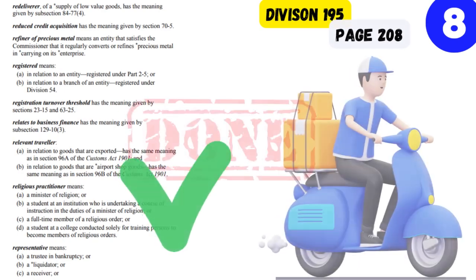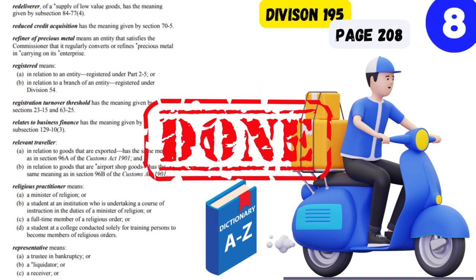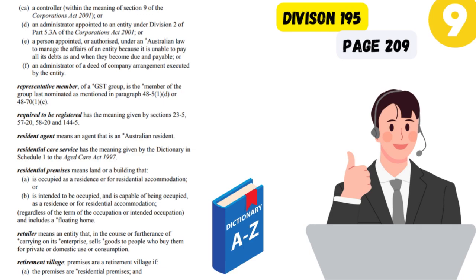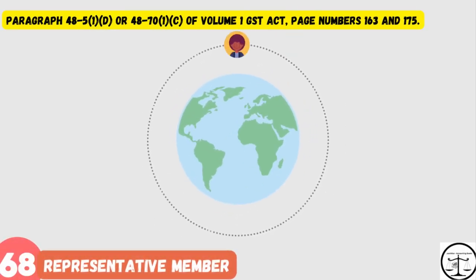That was it for page number 208 of Volume 2 GST Act. Now we will head to Section 9. We will discuss words on page number 209. Please find the words on screen. This is the last section of this video. 68. Representative member. 69. Required to be registered. 70. Resident agent. 71. Residential care service. 72. Residential premises. 73. Retailer. 74. Retirement village. Word number 68.